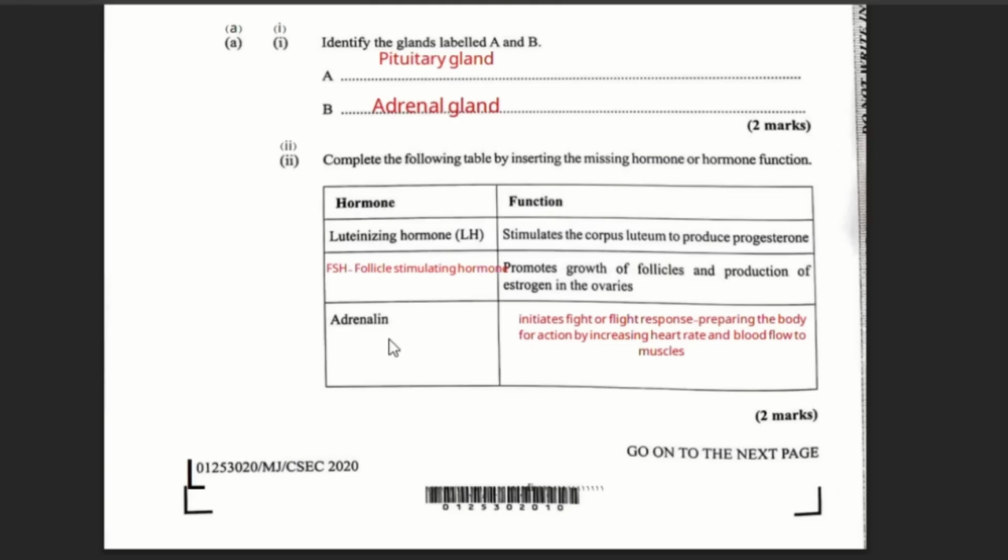And then adrenaline is the hormone that would initiate the fight or flight response in the body, just overall preparing the body for action, and increases the heart rate and the blood flow to the muscles. So for example, if somebody realizes they're in danger, or maybe they're getting attacked, adrenaline would be released. That would initiate that fight or flight response within the body and bring up your heart rate and send more blood flow to the muscles.